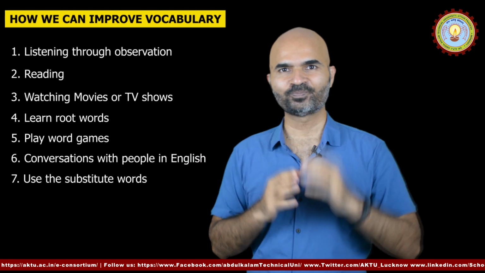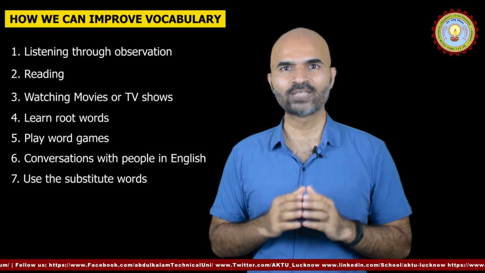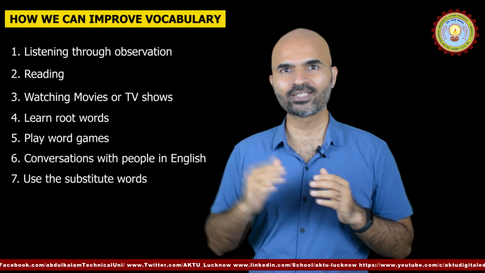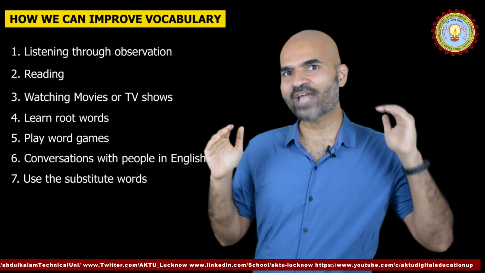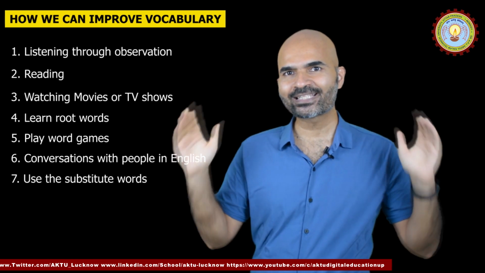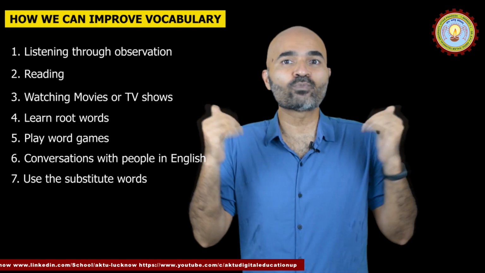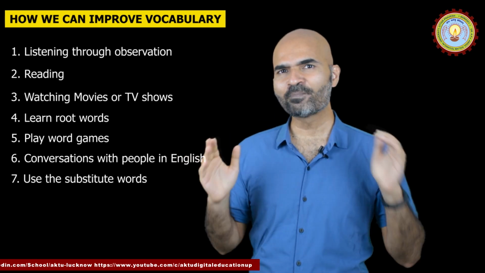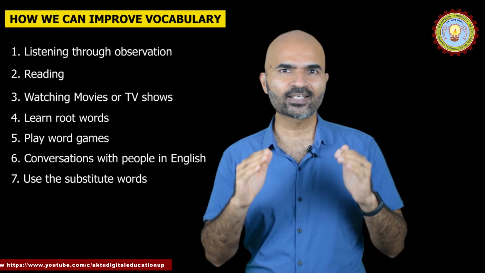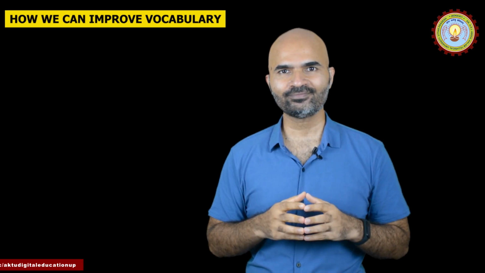Number seven. Use the substitute words. For example, this works like magic, or I can say this works enchantingly. Both magic and enchanting mean the same, but the second one makes your sentence sound even richer. There are many general words you use in daily life. Start searching for substitutes and better your language.